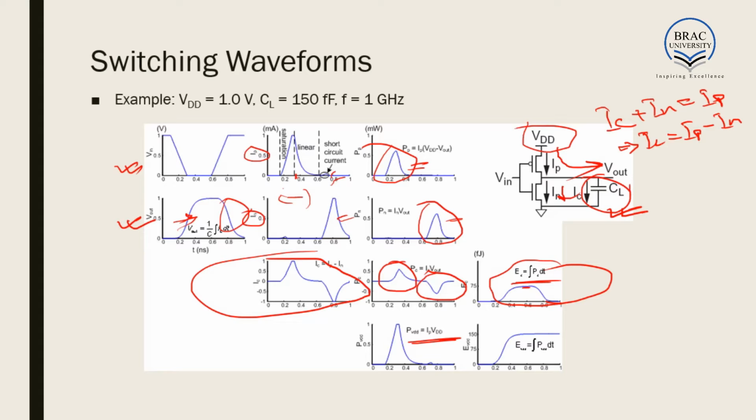But the total energy supplied by the source, when the output rises, the energy supplied by the source rises, and when the output falls, the energy remains constant. That is, no more energy is being drawn from the VDD. As a result, the energy stays constant.